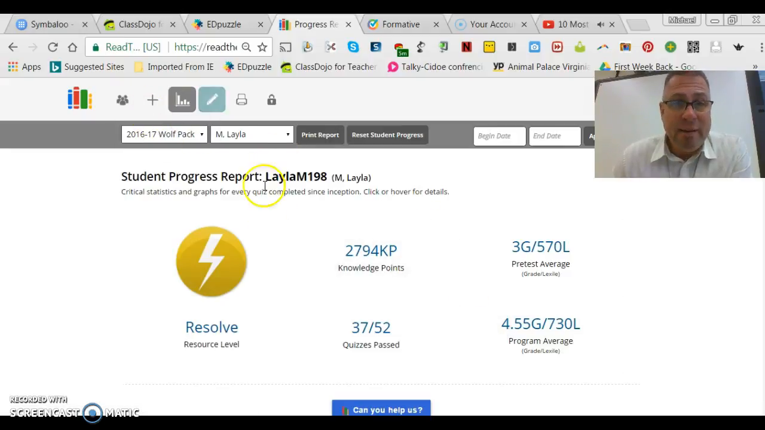Now when I click that, I'm going to pick a particular student here, and this is what they have on this chart. You'll notice over here that they have a pretest average. When they first took this and set up themselves in ReadTheory, they took an initiation test, and this child was a third grade reader with a Lexile of 570. Below here is their current average. Currently this child's a 4.5 grade level with a 730 Lexile, so you can see that there's been significant growth there. For fourth grade, by the end of the year, the children should be reading at about 740, so that's the goal. So this child's getting very close.